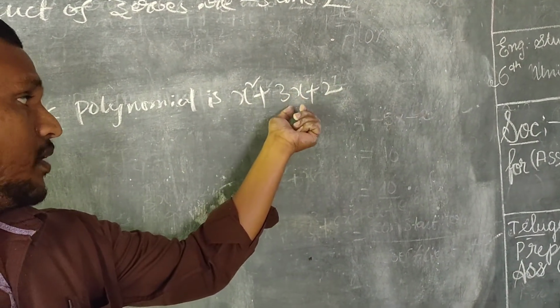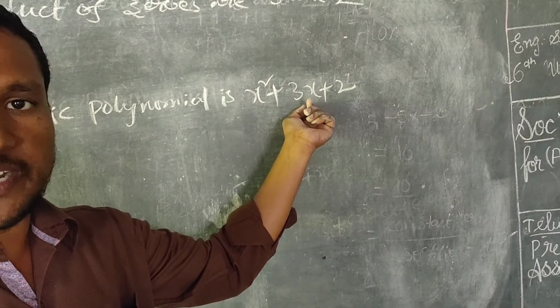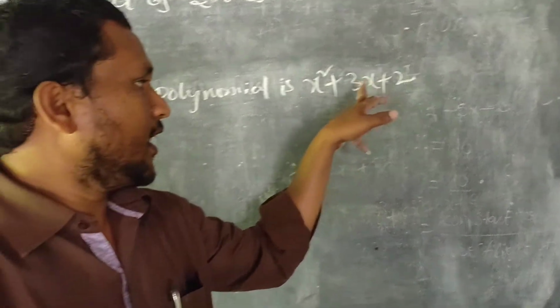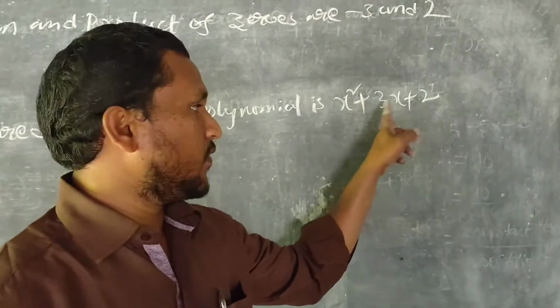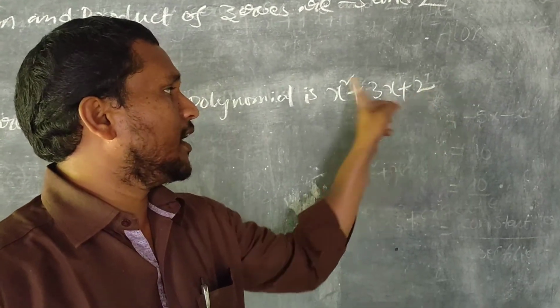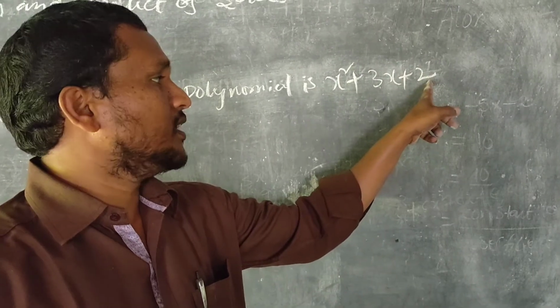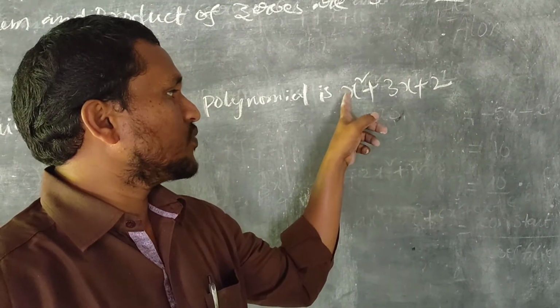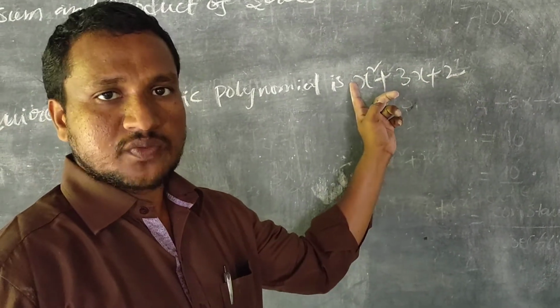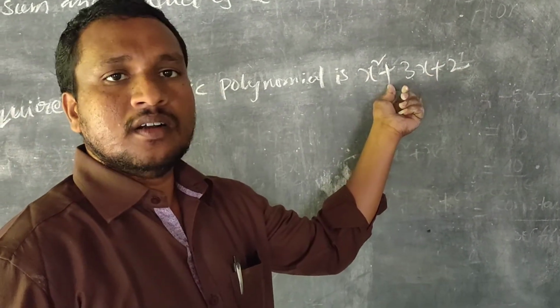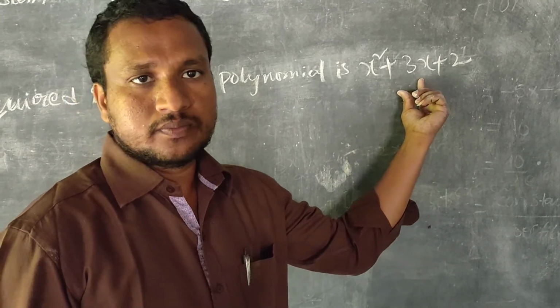Okay, here observe x square plus 3x plus 2. Sum of the zeros, what is the formula? Alpha plus beta is equal to minus b by a. Here minus 3 by 1, so minus 3, satisfied. Product of the zeros is c by a. The constant term c is 2, and the coefficient of x square is 1. c by a is equal to 2, satisfied. So it is the required quadratic polynomial.